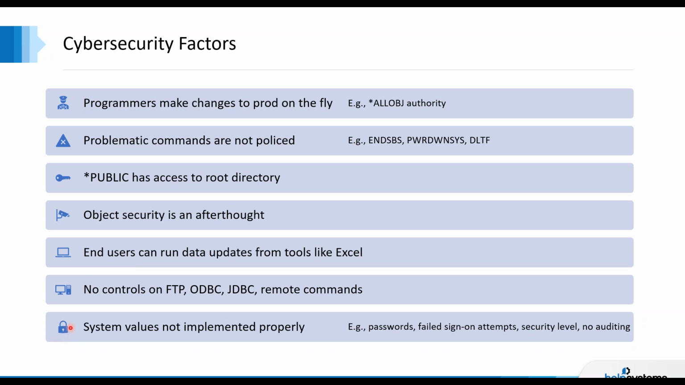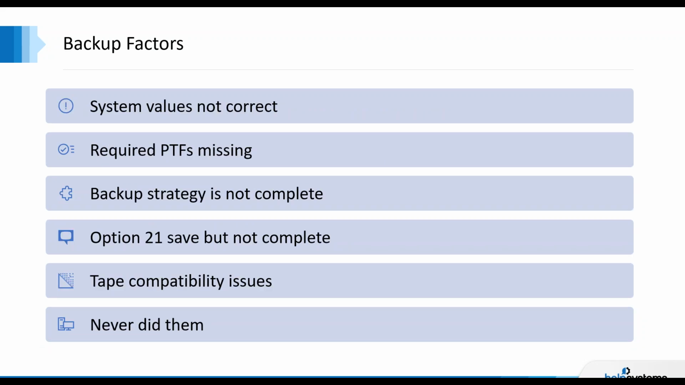Now, of course, system values are some very basic things in the IBM i infrastructure that you could fix by simply adding in better security around it. Backup is another topic I wanted to talk to you about, and that is in regards to doing proper backups and making sure that you have things taken care of, making sure that your PTFs are in order and up to date, that you have a complete backup strategy that you've tested.